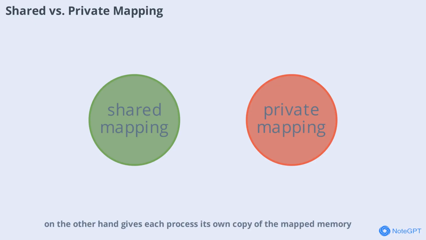Private mapping, on the other hand, gives each process its own copy of the mapped memory. Changes made in private mappings aren't visible to other processes, which is useful for tasks that require data isolation. Choosing between shared and private mapping depends on your application's needs.